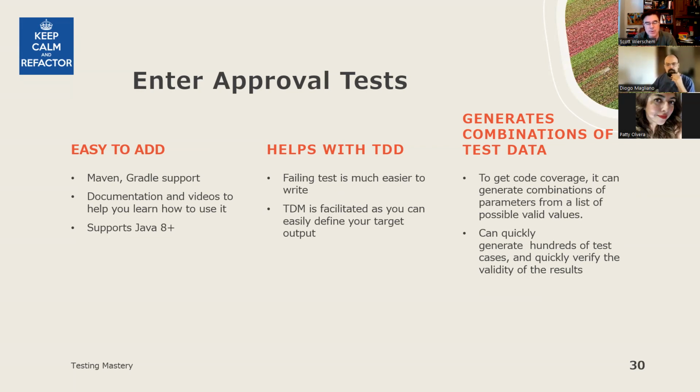And it still supports Java 8, which is a good thing, because you'd be surprised how many companies have not moved off of Java 8. It's also helpful for doing TDD. It's much easier to write a failing test. You just say, this is what the program needs to look like, and go on from there. Test-driven maintenance is easier, because you can define, this is what I want my output to look like when it is working properly, and then move towards that.